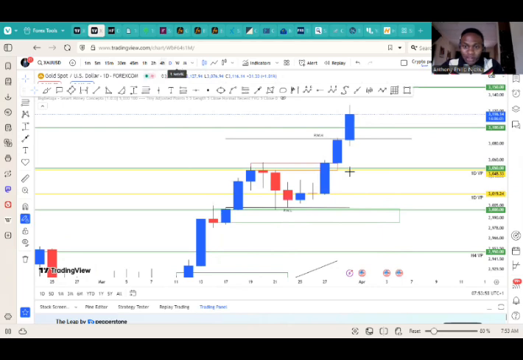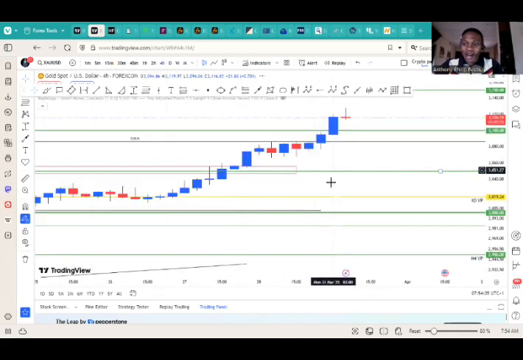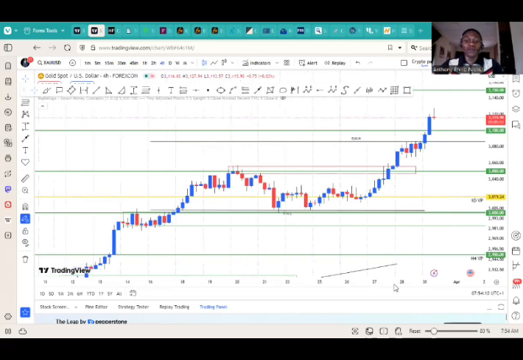Then we need to spot out the daily supply zone, but the market doesn't have a supply zone now. It's on an all-time high. Investors are running towards gold. This is fundamentals playing out.